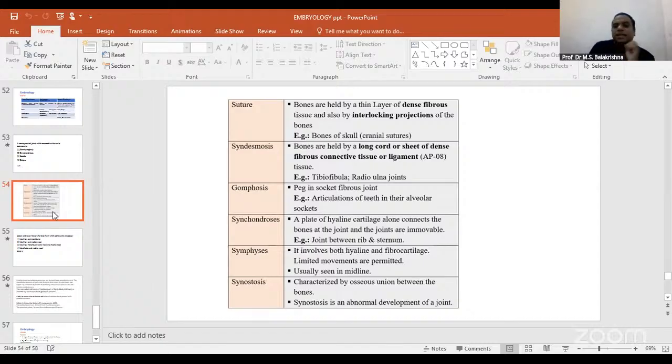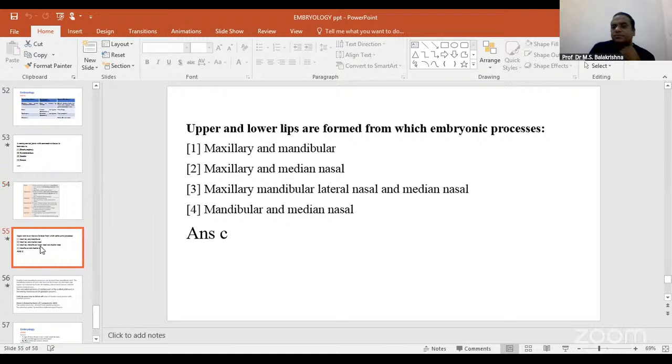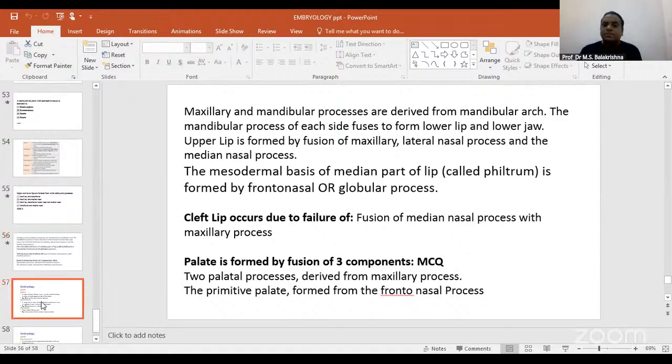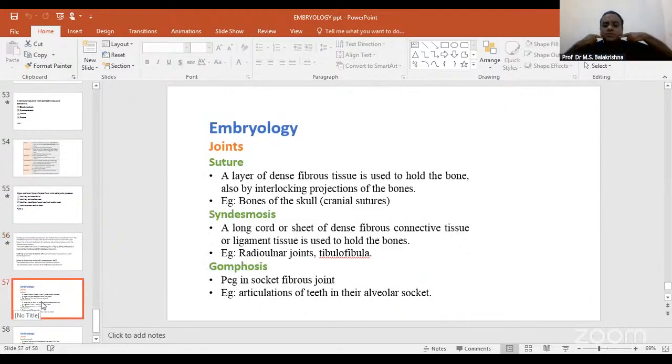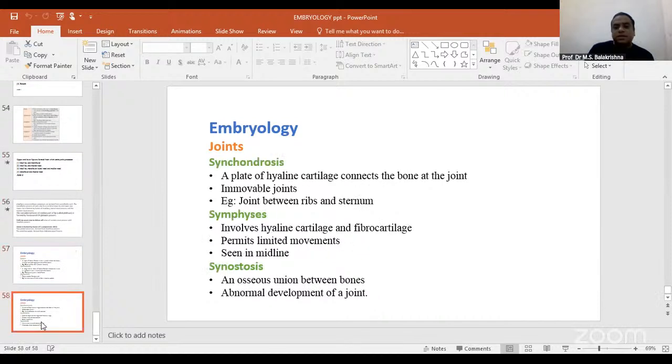And what is the example for that? You should be knowing that. Upper and lower lips are formed from which embryonic process? So it is the maxillary process and the mandibular process, and the maxillary, lateral and the medial nasal process. The same thing I told you. Mandibular process forms the lower arch or lower lip. Upper lip is formed by the maxillary process, lateral nasal process, and medial nasal process, and in the center, frontonasal process. And the joints I have already told you.